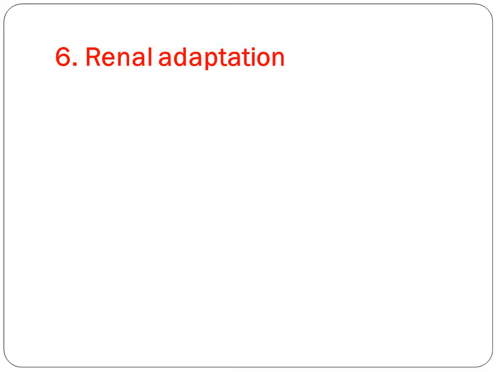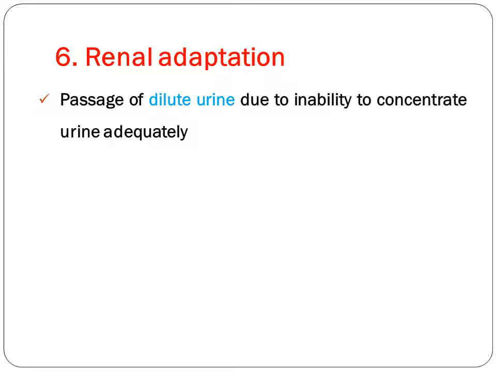Now the renal adaptations. First of all, the kidney of the newborn is still not fully functioning, and one of the functions that is still not mature enough is the ability of the kidney to concentrate urine. This will lead to passage of diluted urine from the neonates due to this inability of the kidney to concentrate urine.